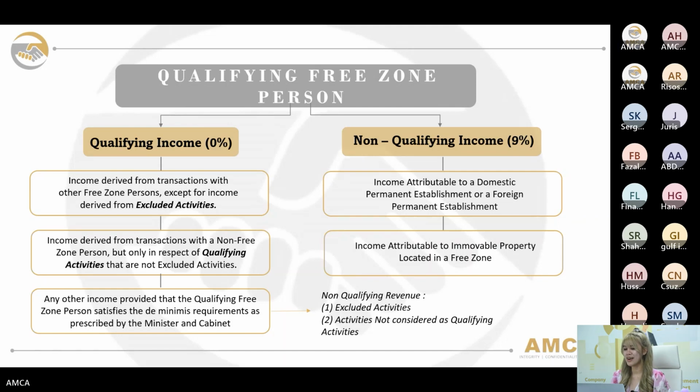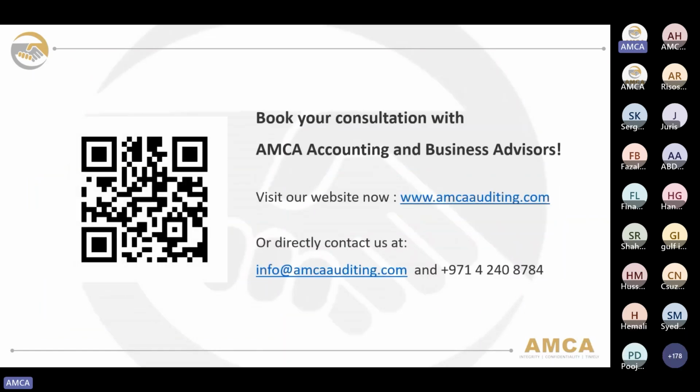The non-qualifying income or the taxable income of a qualifying free zone person that would be subject to the corporate tax rate of 9% is income attributable to a domestic permanent establishment or a foreign permanent establishment, as well as income attributable to immovable property located in a free zone. For the detailed discussion of the qualifying income and qualifying free zone person, we will be having it in the upcoming webinar sessions that we will be having.